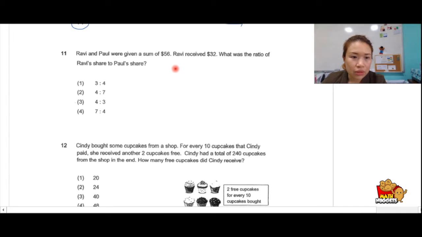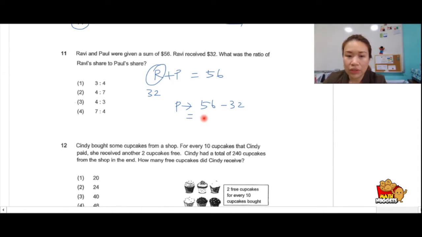Number 11. Ravi plus Paul is 56. We know that Ravi is 32. So in order to find Paul, we have to take the total minus Ravi, which will give us 24. So we want to find Ravi is to Paul. Ravi is 32. Paul is 24.